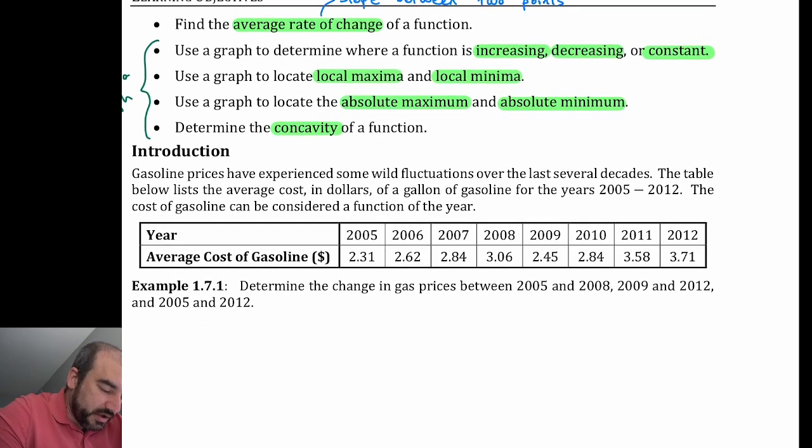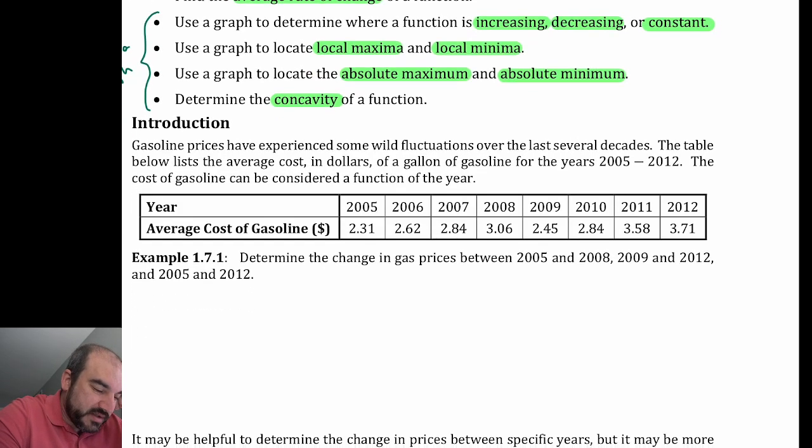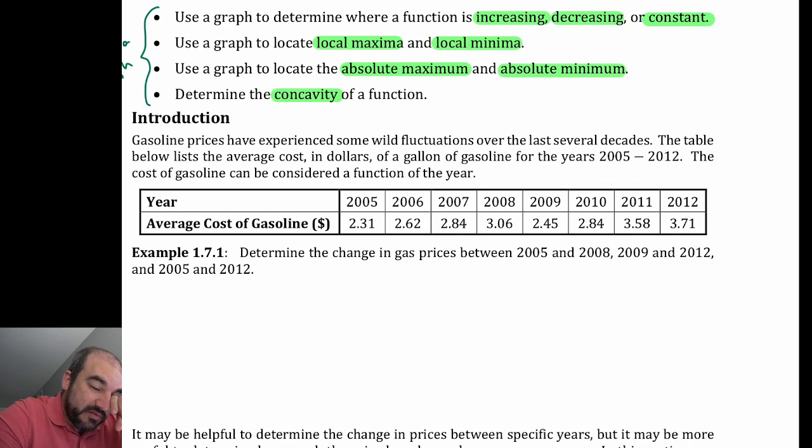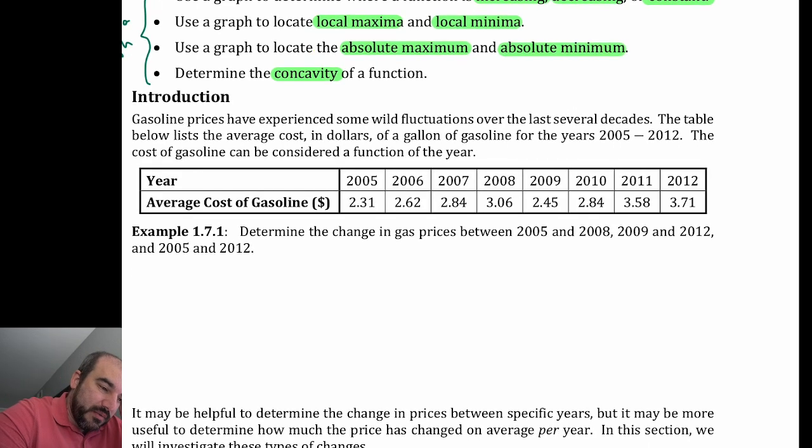All right, so the introduction here is showing gas prices over the last several decades. It's just showing 2005 to 2012. And we can consider this as the gasoline price as a function of the year. Determine the change in gas prices between 2005 and 2008. That's one question. 2009 and 2012, that's another question. And then 2005 and 2012, that's another question. So this is a three-part question.